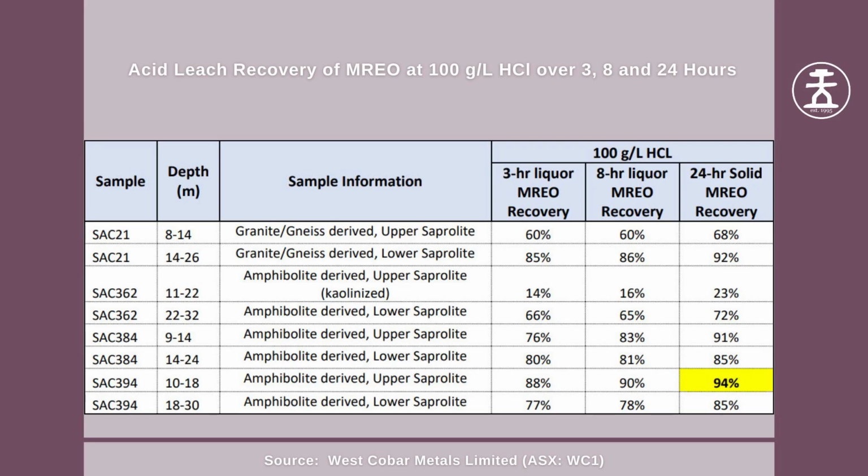Yep. So we've grouped each sample depending on where it is in the geology, and we've got a couple of key layers. We've got what we call an upper saprolite and a lower saprolite, and we've targeted both of those in each of the samples, differentiated between them, and with the 100 grams per litre, we've left it for 3 hours in a liquor form, 8 hours in a liquor form, and 24 hours in a solid form. Slightly different ways of looking at it, and obviously the 24 hours had the best results. The longer you leave it, the more that leaches out.